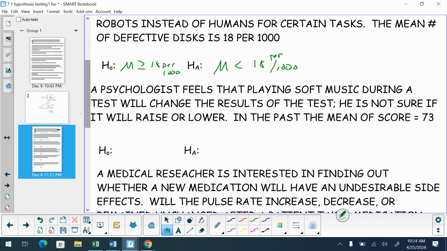A psychologist feels that playing soft music during tests will change the results of the tests. He's not sure if it will raise or lower. In the past, the mean score is 73. He just says it's going to change. You might have people go, I don't want to listen to that stuff while I'm taking a test, I'm going to do worse. Or some people say, that's calming, makes me focus a little bit better.